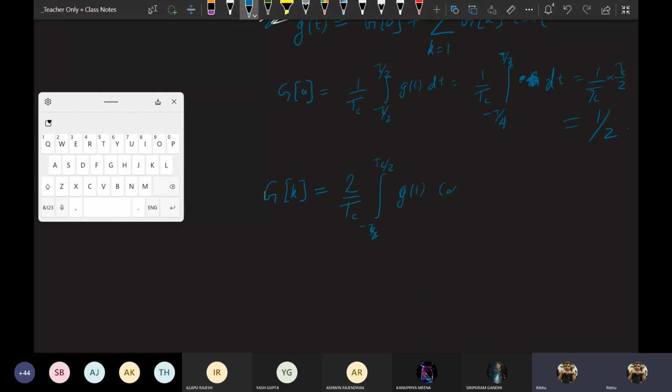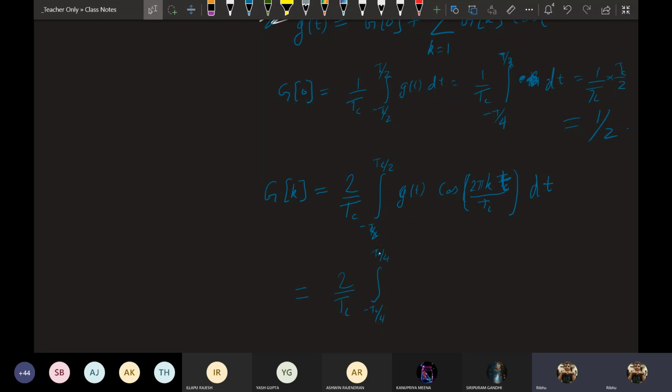And for k, g_k equals 2 by Tc times the integral from minus Tc by 2 to Tc by 2 of g(t) cos(2π k t divided by Tc) dt, or it could have been in the numerator as well, equals 2 by Tc times the integral from minus Tc by 4 to Tc by 4 of cos(2π k t) dt. Fine.